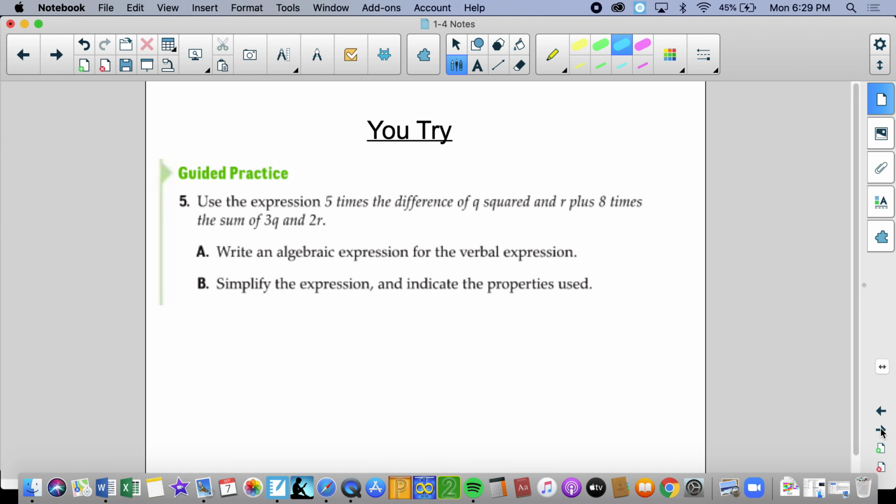Use the expression 5 times the difference of q squared and r plus 8 times the sum of 3q and 2r. You have to write an algebraic expression and then simplify it for me. So when you're ready, unpause it.